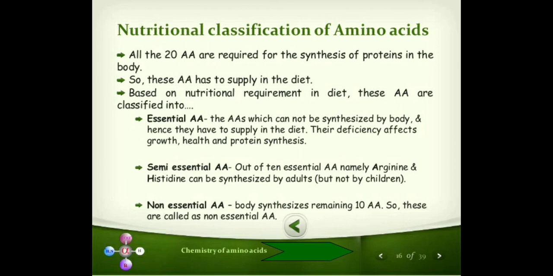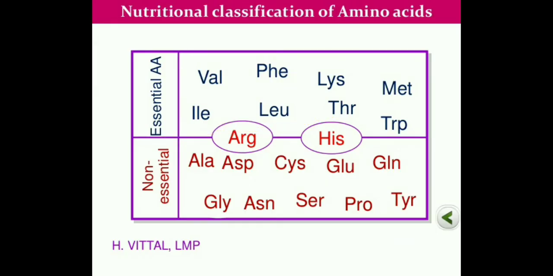So essential amino acids cannot be synthesized in our body. Semi-essential amino acids like arginine and histidine can be synthesized by adults, but they cannot be synthesized by children. So in the children's diet, arginine and histidine should be supplied. And non-essential amino acids, which are 10, can be sufficiently synthesized in the body. So let's see about the essential and non-essential amino acids.